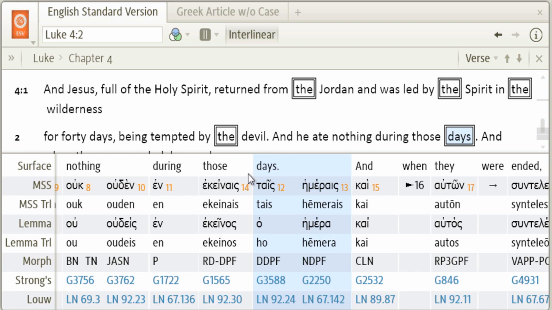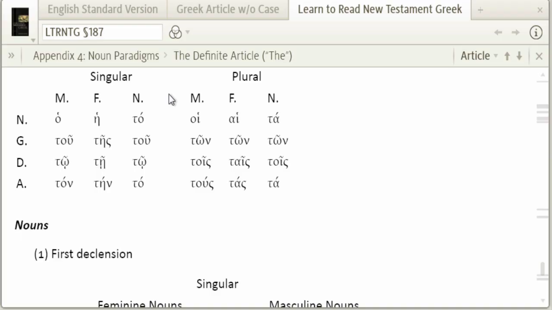In these next series of videos, I'll show you the different uses of the Greek article. The Greek article inflects based on case, number, and gender. Here is a paradigm chart for the article out of Learn to Read New Testament Greek by David Allen Black. And you can see how the article is inflected here. Number, singular and plural, grammatical gender, masculine, feminine, and neuter, as well as case, nominative, genitive, dative, and accusative. All in all, 24 forms of the article.